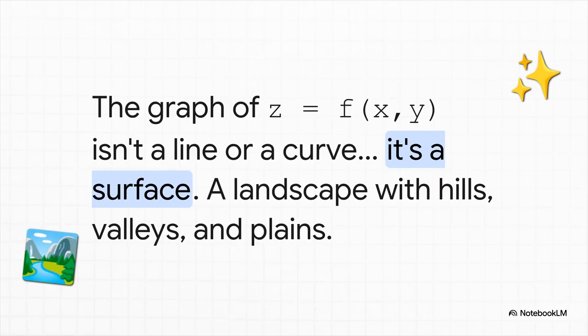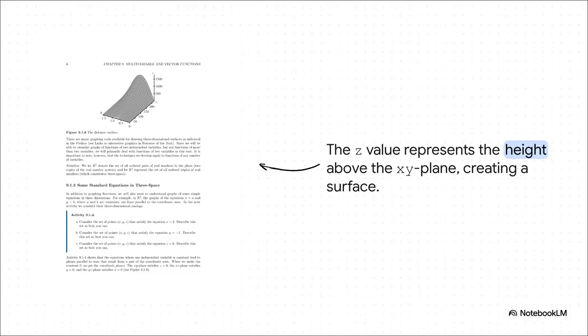And here it is. This is the giant leap. When we plot all of the possible points, every single x-y pair, and the z-value it creates, we don't get a flat line anymore. We get a surface, a whole landscape with hills and valleys and plains, all described by one single function. This image shows it so well. See that flat grid on the bottom? That's our xy plane. That's all of our possible inputs. The function then tells us, for every single one of those points, how high up to go. That's the z-value. And when you put all those points together, they form this beautiful, flowing surface.